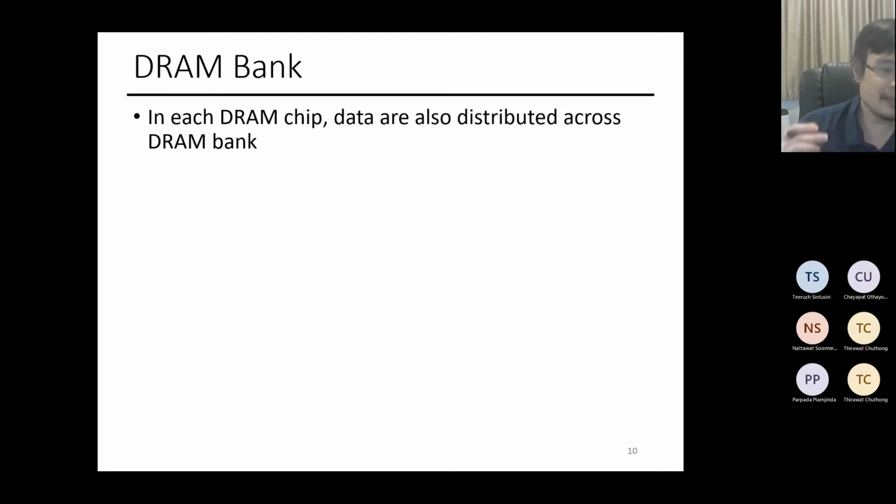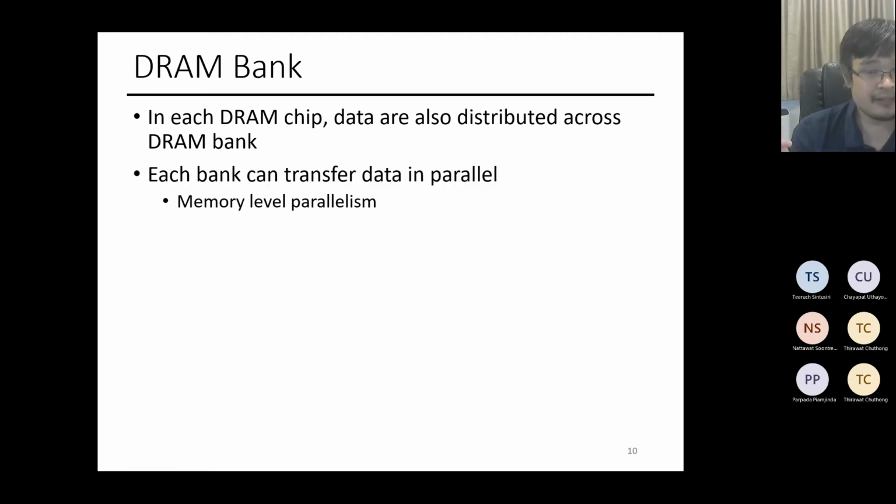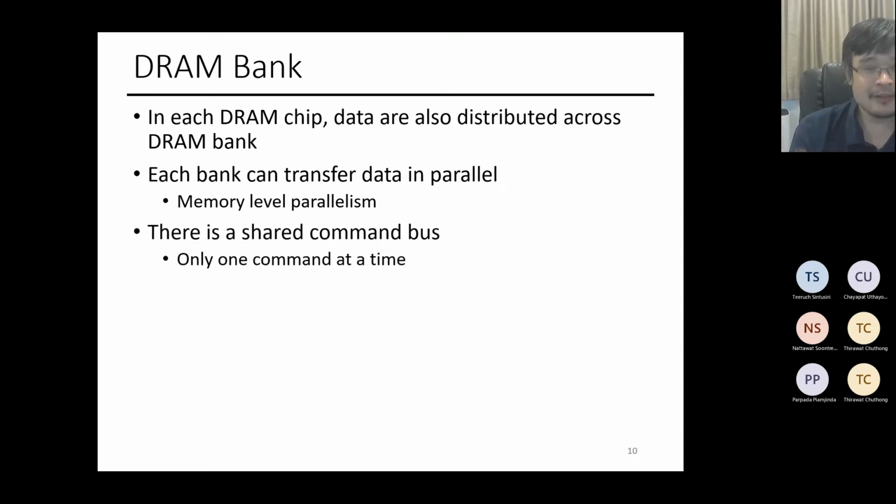And the DRAM banks are inside the chip. The data are distributed across DRAM banks. Each bank can transfer data in parallel. This gives you memory level parallelism. They share a common command bus. So when I want, say, address 1, followed by address 2, followed by address 3, the controller sends each of these addresses through the command bus in series. You cannot send those in parallel. The first cycle has to be the first address, the second cycle is for the second address, the third cycle is for the third address.